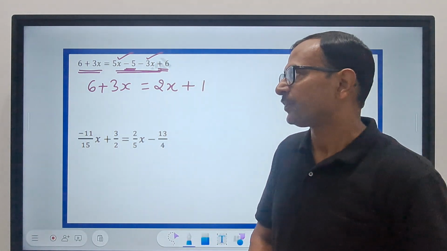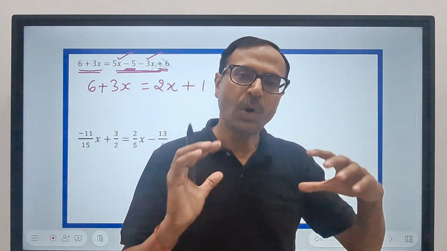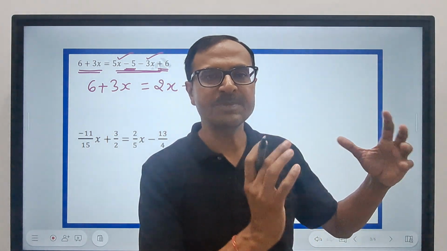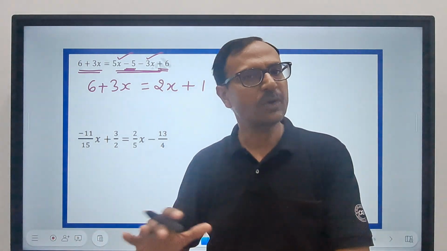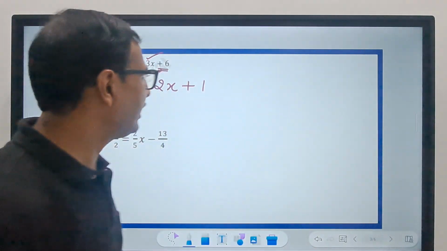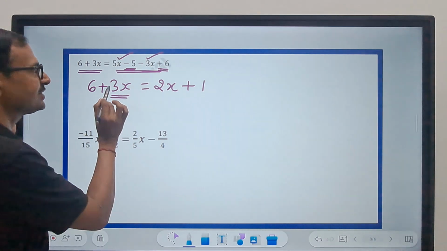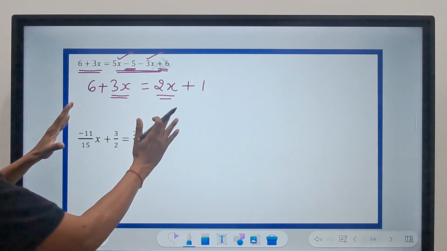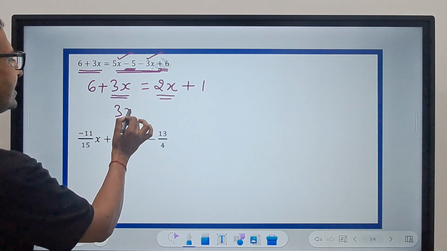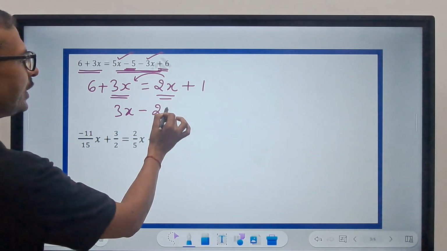After that, grouping of terms. So now we need to swap the terms so that all the like terms, that means the terms containing x, are on one side and the terms which do not contain x are on the other side. Normally what I do is I look for the higher coefficient, like 3x, 3 is the coefficient here and 2x, 2 is the coefficient here. So how will I swap them? I'll keep 3x here and I will take the 2x to the other side, making it minus 2x.